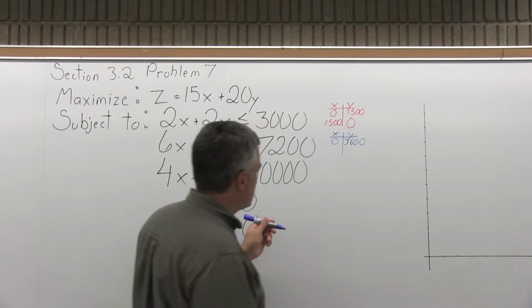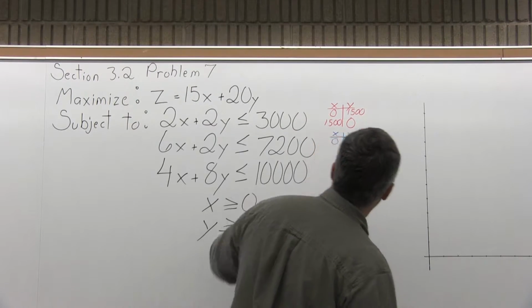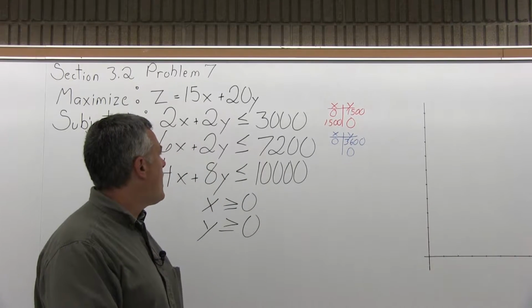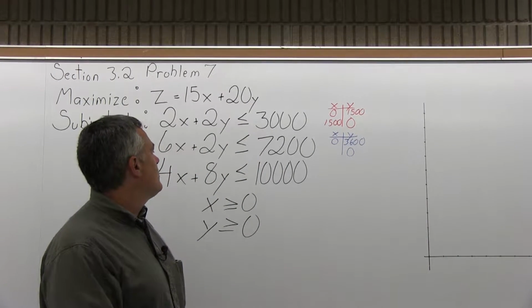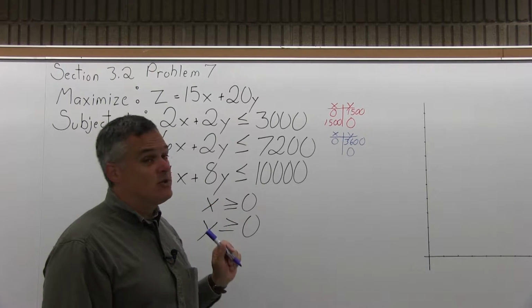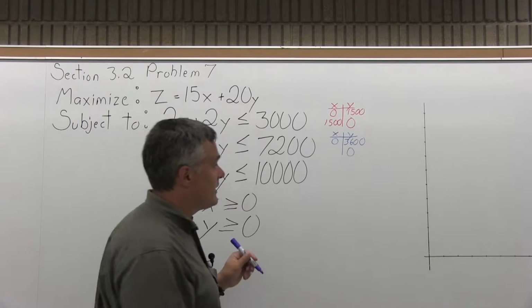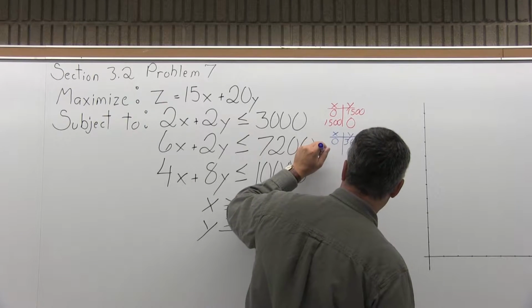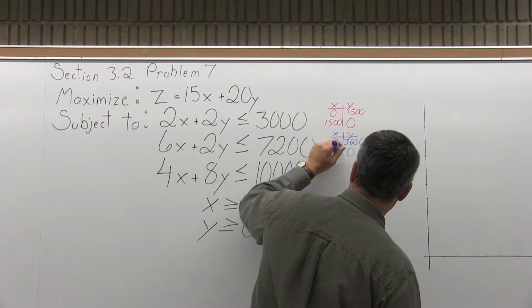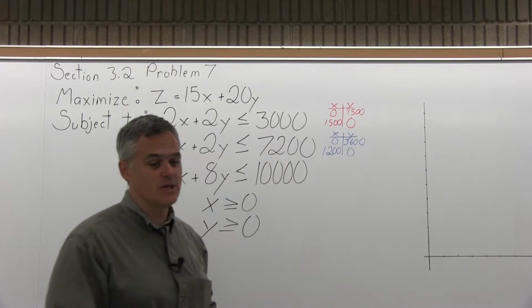And then to pick up a second point, let me 0 the y. The equation that I would be dealing with would be 6x equals 7,200. Divide away the 6 and you'd have 1,200. So if x is 1,200 and y is 0, it would make the equation true. Again, you're just pretending it's an equation.